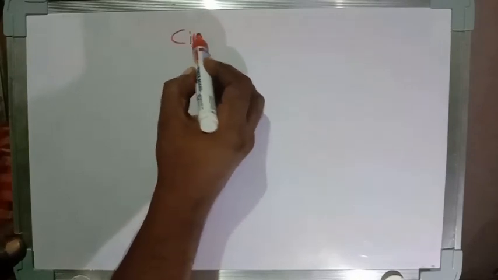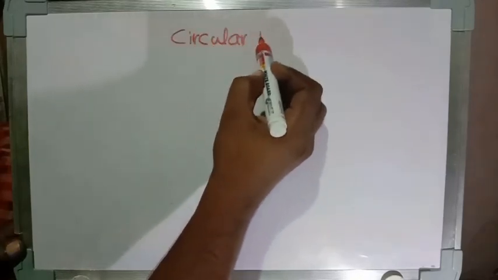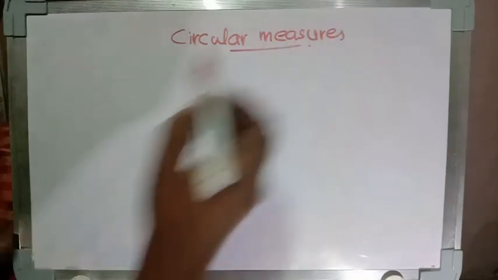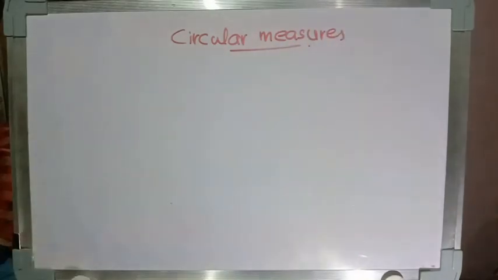Good morning, everyone. Today we'll have a small discussion on the topic circular measures. In circular measures, we need to remember two main topics, which are the length of an arc and area of a sector.